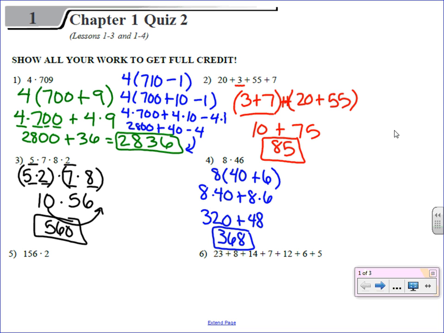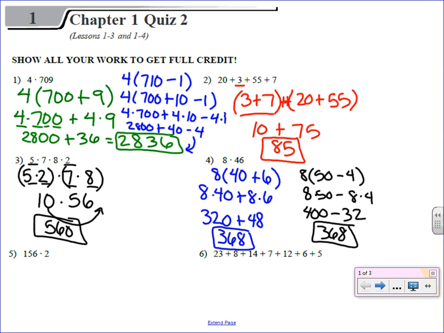Another way that you could do that is you could say 46 was 50 minus 4. So you would have 8 times 50 minus 4. 8 times 50 minus 8 times 4. 8 times 50 is going to be 400. Minus 8 times 4 is 32, which again is 368. Different ways to get the same answer. It's always good to have several ways to get the same answer so that you can check your work.